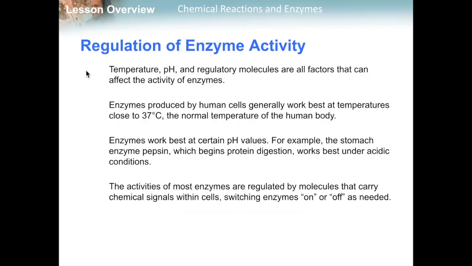Temperature, pH, and regulatory molecules all are factors that can affect the activity of enzymes. Enzymes produced by human cells generally work best at temperatures close to 37 degrees C, or normal body temperature. Enzymes work best at certain pH values. For example, the stomach enzyme pepsin, which begins protein digestion, works best under acidic conditions. Activities of most enzymes are regulated by molecules that carry chemicals within cells, switching enzymes on or off as needed.